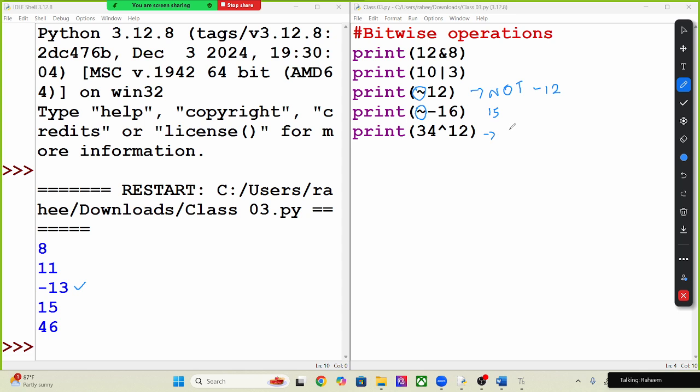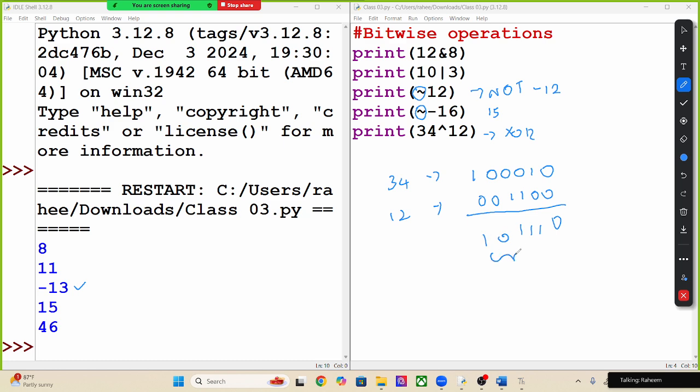The last one is the XOR operation. Now you convert 34 and 12 into binary. This is 32 16 8 4 2 1. 12 is 1 1 0 0, and you put two zeros and perform the XOR operation. What is XOR operation? If the inputs are same, the output is 0. If the inputs are different, the output is 1. In the first row the inputs are same, so 0, different 1, different 1, different 1, same 0, different 1.